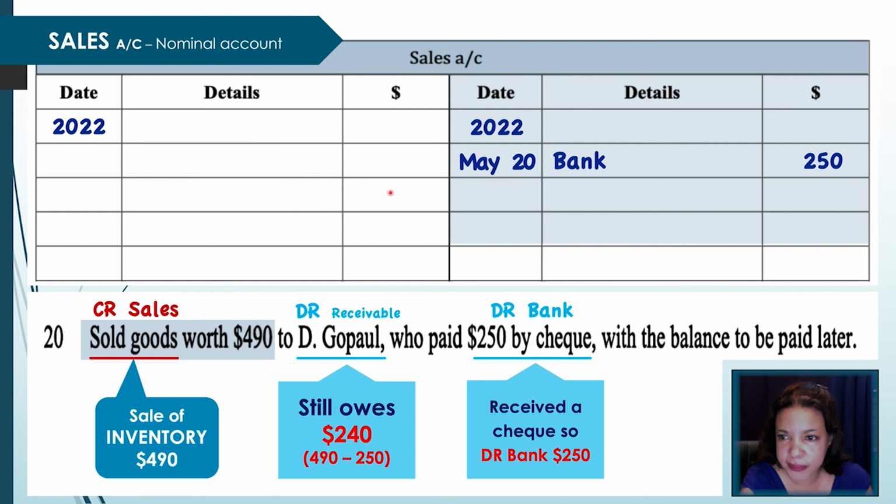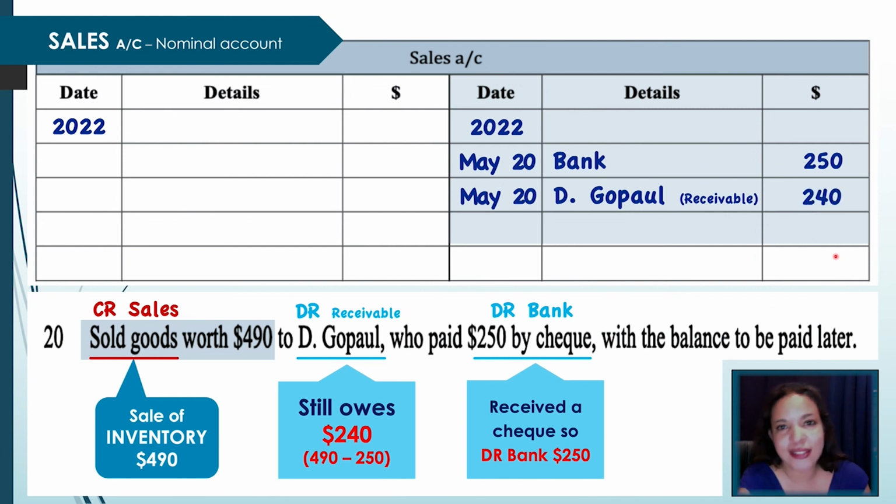So 250, and then because you also have D. Gopal, you put the date again, you put D. Gopal, which is a receivable. How much does he or she owe? 240. And you know how you got 240? Because the whole stock is worth 490 and we received 250. So that means he still owes us the remainder, which is 240. You could just double check this, add up these two. Once it's credit 490, you're good. That is how you know. And this is it for the transaction.